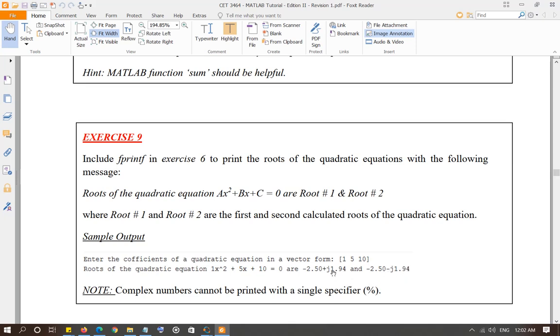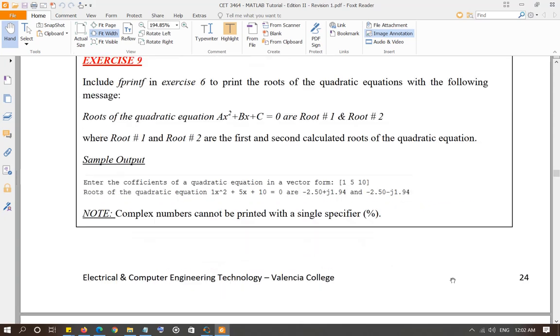The only thing is, make sure it does not spell out negative 2.50 minus j minus 1.94, because the second root is going to be negative. So think about how you can do that. The output is given here for this. It's not very hard, it's pretty easy. I told you how to do it 2 ways: either convert it into a string and use a string specifier, or use a specifier and then print out the real value and imaginary value separately.